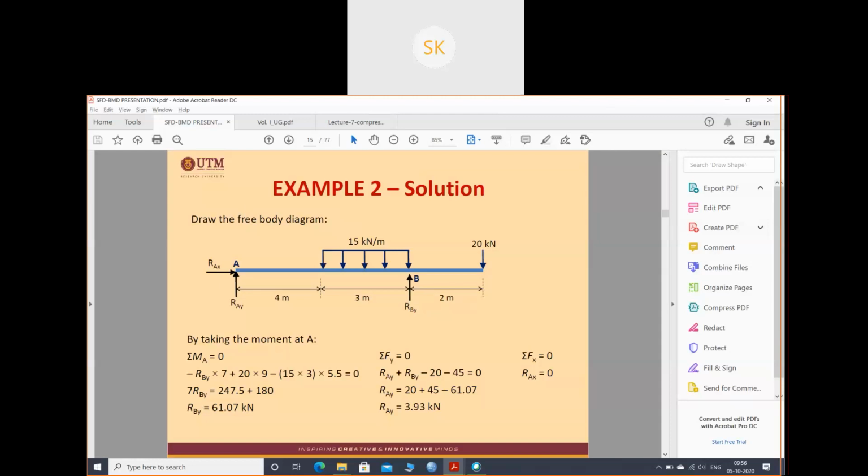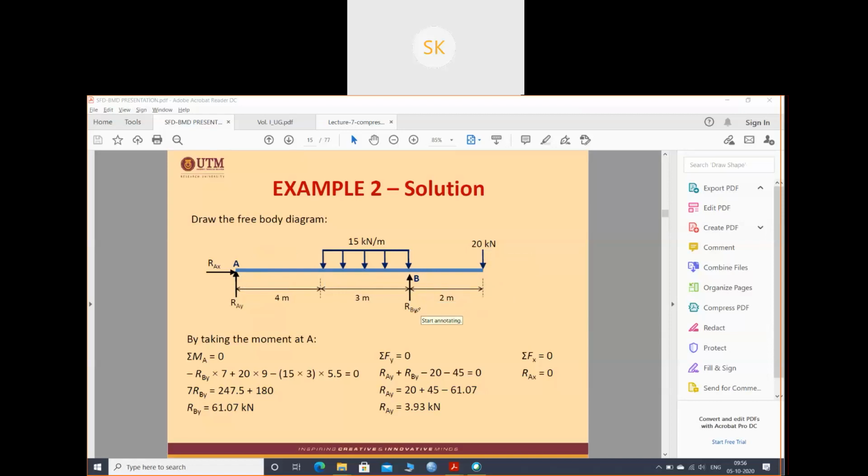Go through this one. Understand? Okay. So I'm taking the moment at A. So I'm taking all the moments about point A. What will be the first force? I can take 20. I can start with 20. Let's start with this.